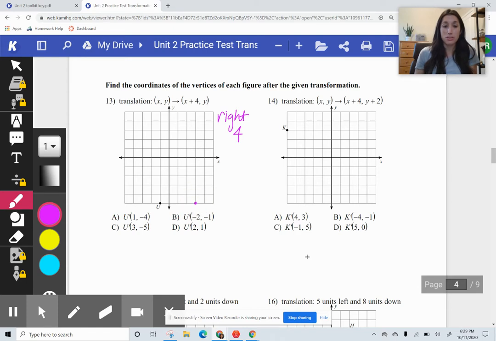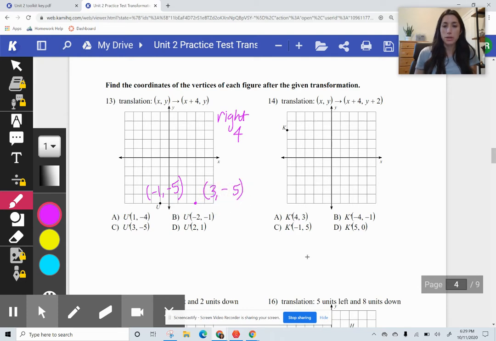If you want, you can also just take the coordinate point, U. U is at -1, -5. Let's write that out, -1, -5. And you can just add 4 to x. So if I take -1 and I add 4 to that, I'm going to be at 3, -5. So here's our new point, 3, -5.